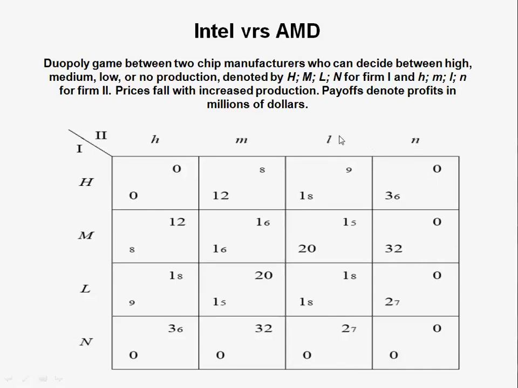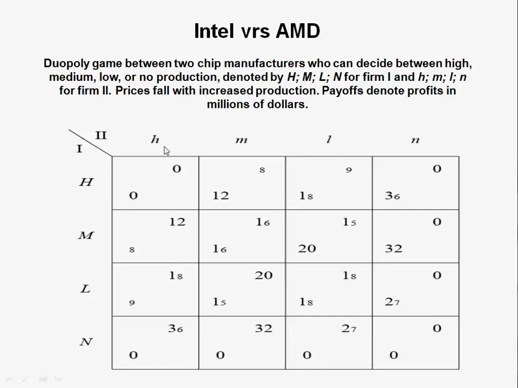Strategy L dominates N because by choosing strategy L, irrespective of what my opponent, in this case Intel, is doing, I'll always earn greater profit than the other strategy, which is a dominated strategy. This is a dominant strategy. This is N, so producing nothing is a dominated strategy. L is a dominant strategy.